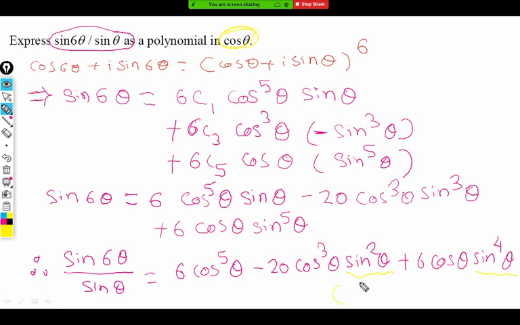So we should replace that by 1 minus cos square theta. This term you should replace by 1 minus cos square theta, bracket square, and do a simplification. You will get the answer. I hope now you can do this calculation, or does anyone still want this calculation?